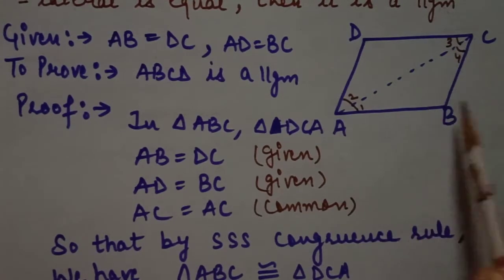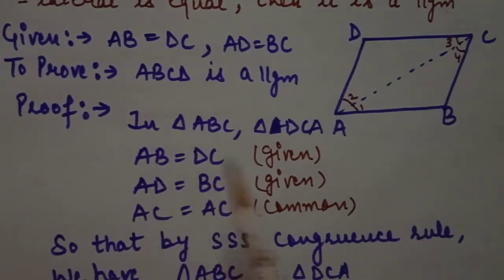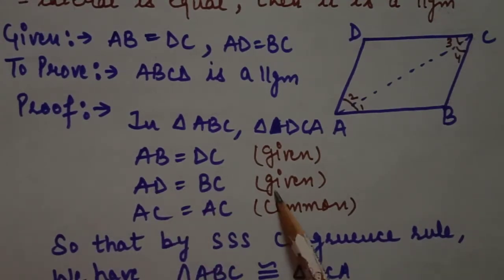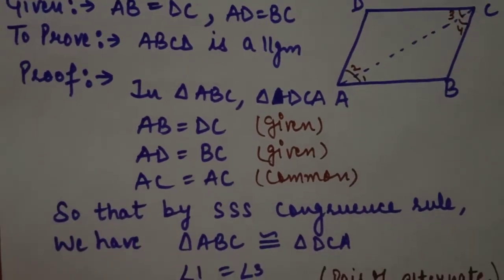In these two triangles, we have three different elements. First, AB is equal to DC, given. AD is equal to BC, given. And AC is equal to AC, common. So we have all three elements. So by SSS congruence rule, triangle ABC and triangle DCA are congruent to each other.